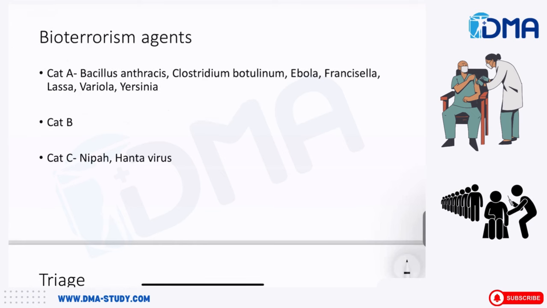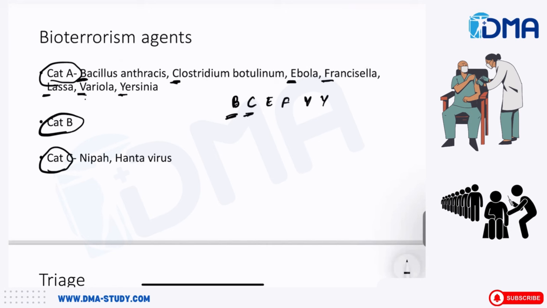Then you have to know about the bioterrorism agents. So category A and C we will learn, and the rest will go in category B. Category A, you have B, Bacillus, C, Clostridium, E, Ebola, F, Francisella, Lassa, Variola, and Yersinia. We have B, C, E, F, V, Y. Bacillus, Clostridium, Ebola, Francisella, Variola, Yersinia, and Lassa. All these will come under category A. While Nipah and Hanta will come under category C.